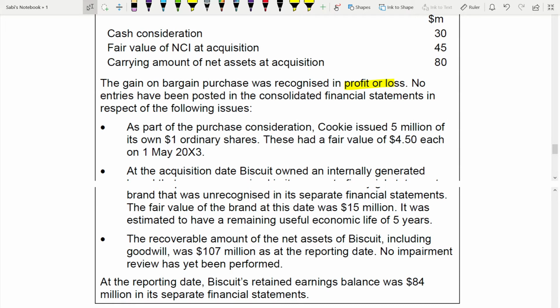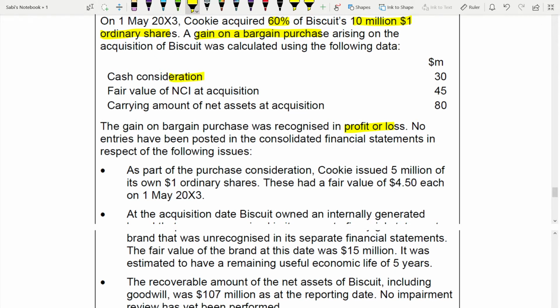First bullet point: as a part of the purchase consideration. This relates to the cash consideration. Cookie issued 5 million of its own $1 ordinary shares. They had a fair value of 4.5 each. Remember, consideration could be in any form. It's not only cash. You can give shares, a mixed offer, cash offer, contingent offer, anything. So with the cash consideration, that is 30 million, you have to add these shares: 5 million $1 shares into 4.5. Fair value has been given. Second, at acquisition date, Biscuit owned an internally generated brand.